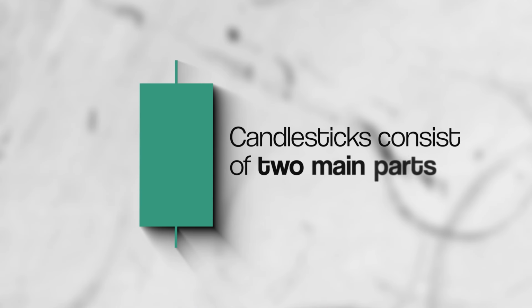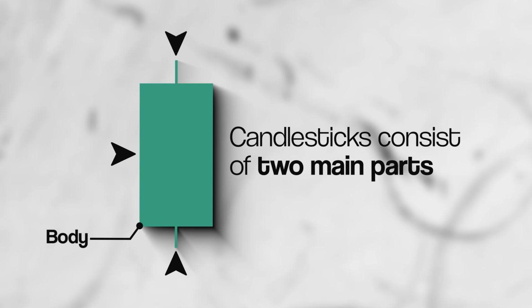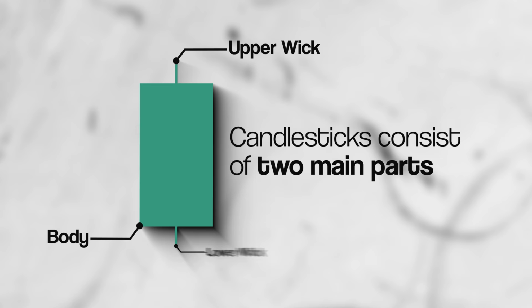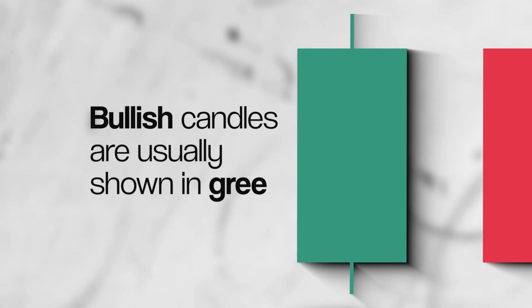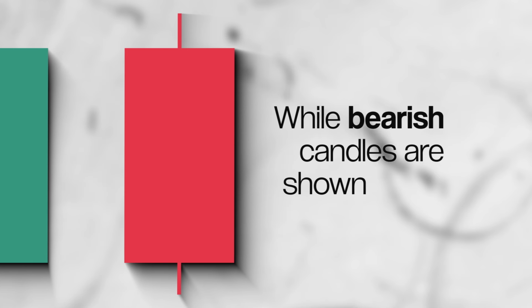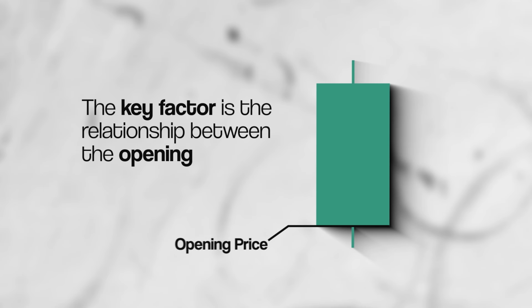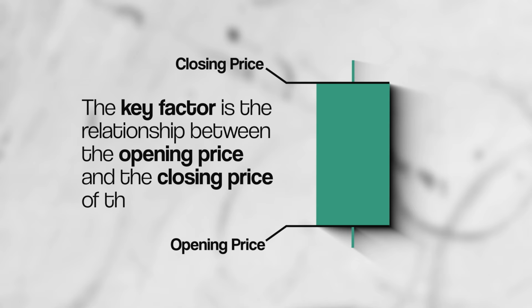Candlesticks consist of two main parts, the body and the wicks, an upper wick and a lower wick. Candles can be either bullish or bearish. Bullish candles are usually shown in green, while bearish candles are shown in red. But why are they classified this way? The key factor is the relationship between the opening price and the closing price of the candle.